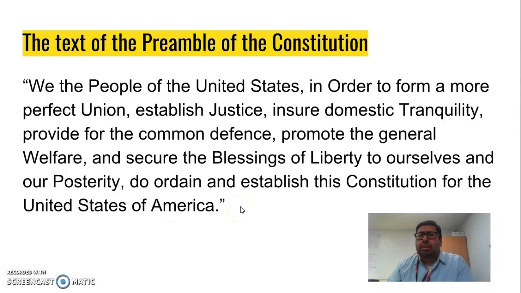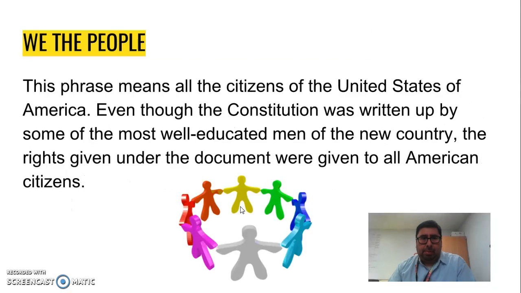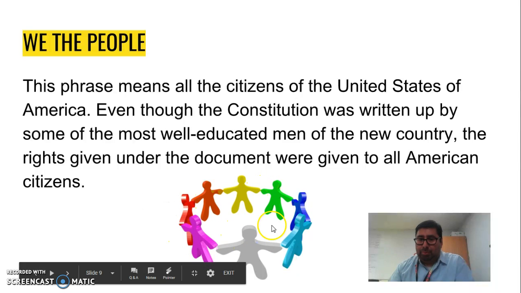So what does it really mean? So let's break it down into smaller chunks. So we the people. This phrase means all the citizens of the United States, everybody. Even though the Constitution was written up by some of the most well-educated men of that new country, the rights given on this document were given to all American citizens. So this represents we the people, everybody.